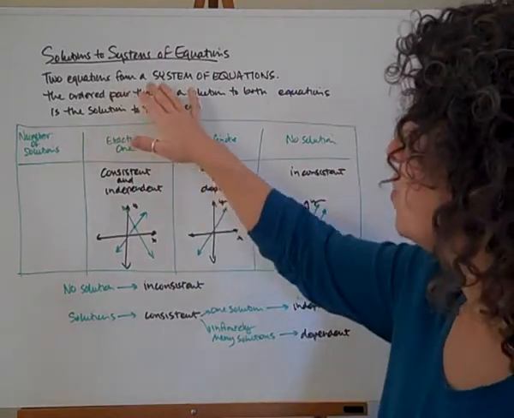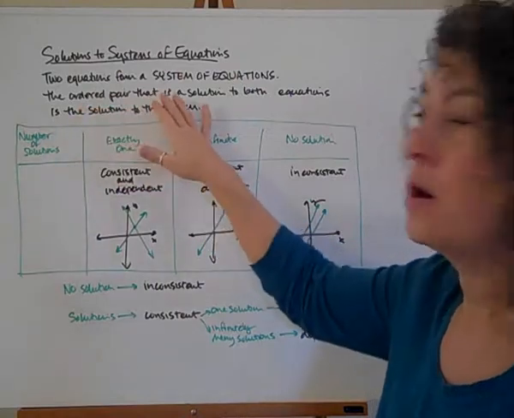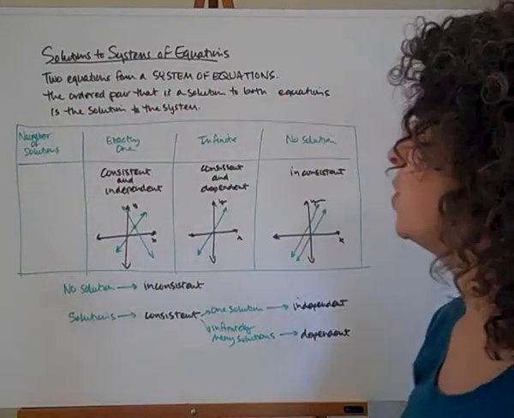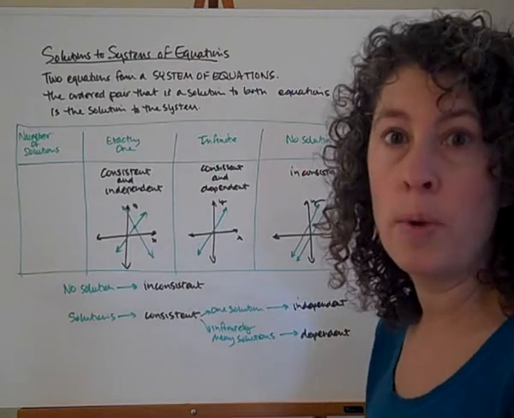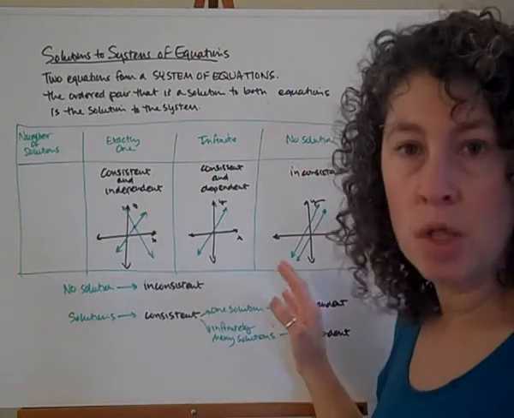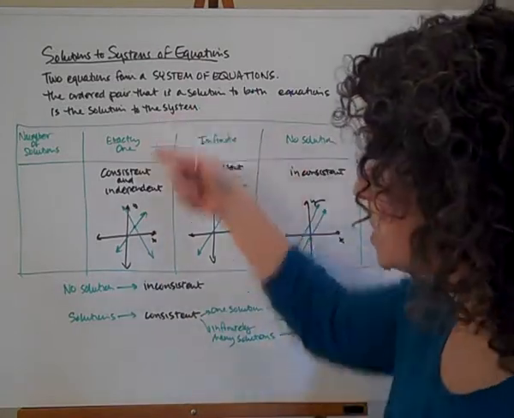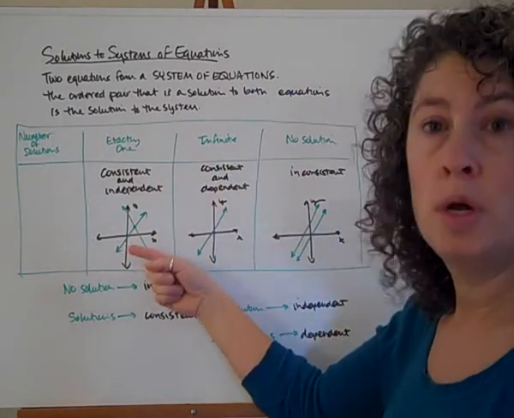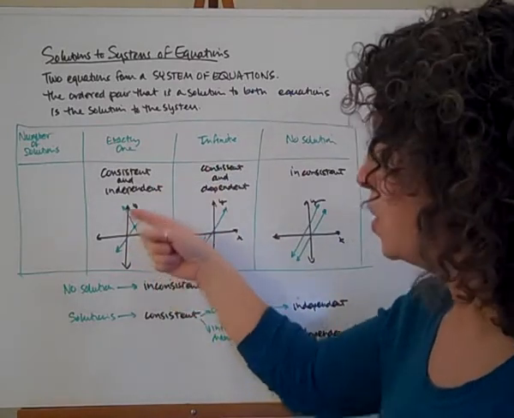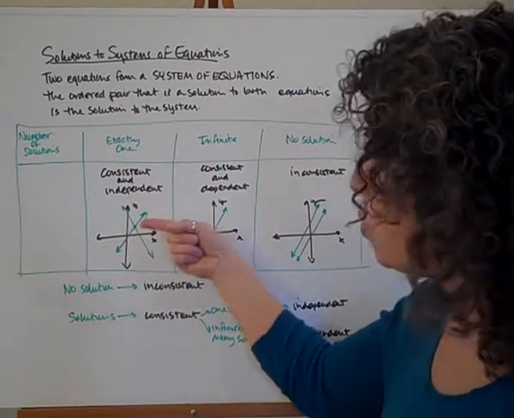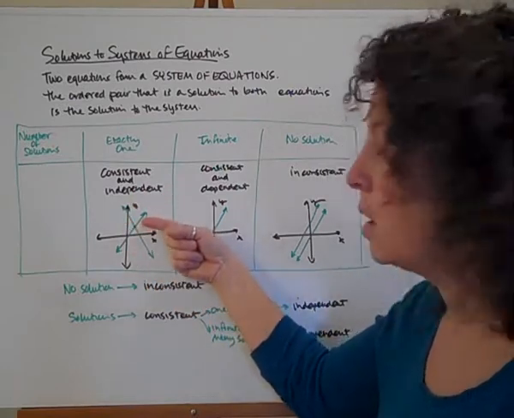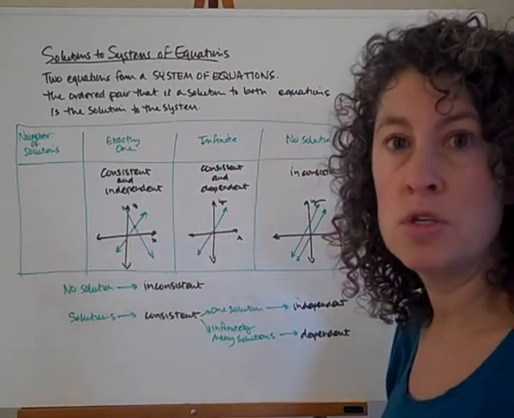So two equations form a system of equations. The ordered pair that is a solution to both equations is the solution to the system. So we'll be calling that the solution, that ordered pair that makes them both true. So what does this look like if we look at a graph? If I have two equations graphed on that coordinate plane, if they cross in one spot, we have one solution. We have one ordered pair that makes both of those equations true at the same time.